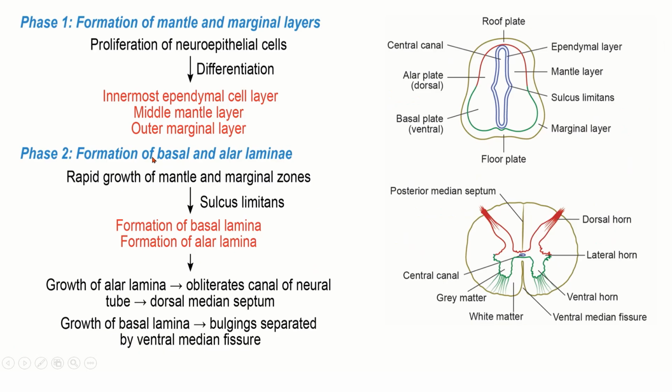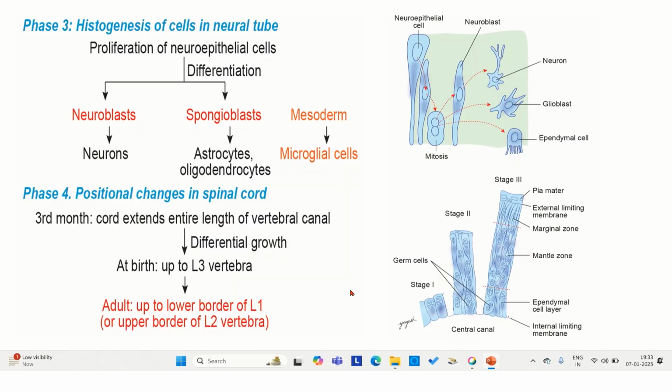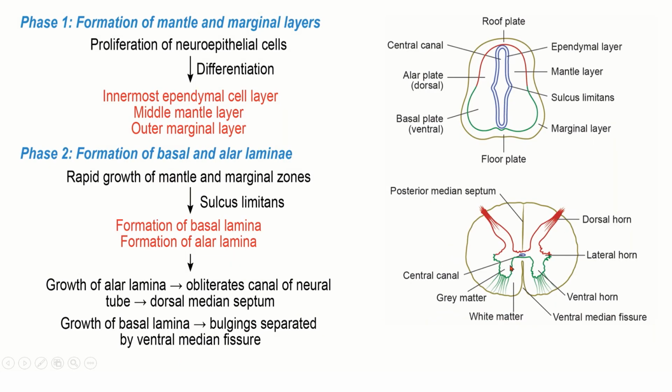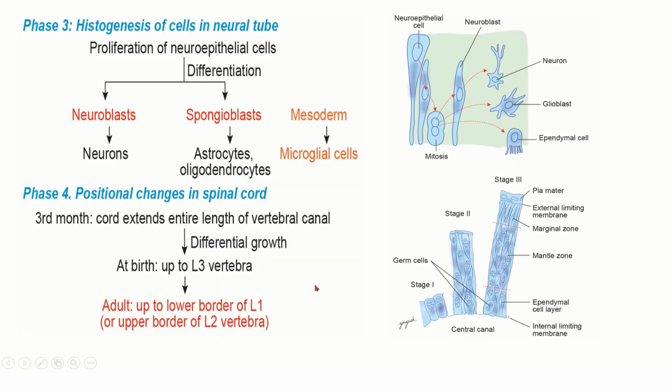So stages in the formation of the spinal cord, you can see the formation of mantle and marginal layers, proliferation of neuroepithelial cells. They differentiate to form the ependymal, mantle and marginal layer. So this will be the mantle layer, this will be the outer marginal layer, and this will be the ependymal layer. So basal and alar lamina. Sulcus limitans will divide the mantle layer into the dorsal alar plate and ventral basal plate. And this basal plate will form the motor neurons, the motor horn, and the dorsal plate forms the sensory horn of the spinal cord.